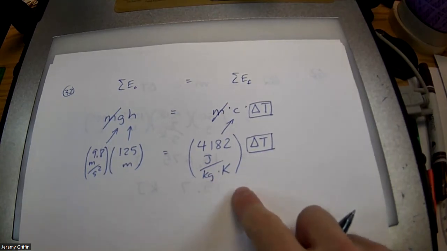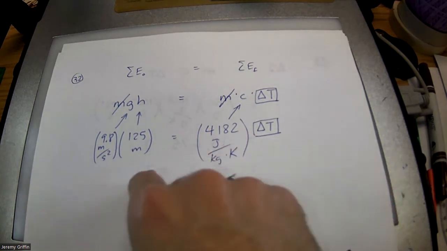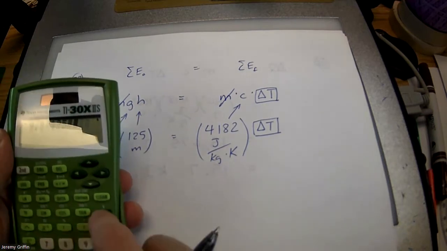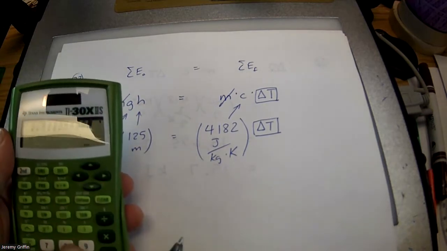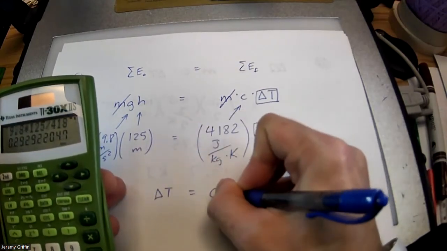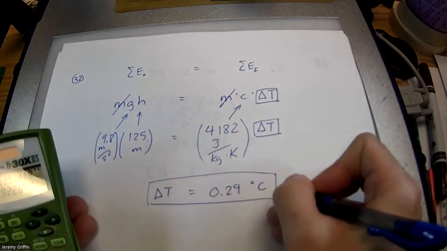So I see one algebra step. I'm going to take that specific heat capacity and divide it down to the left side. So what is 9.8 times 125 over 4182? I'm getting a temperature rise of 0.29 degrees Celsius. And that is my answer.